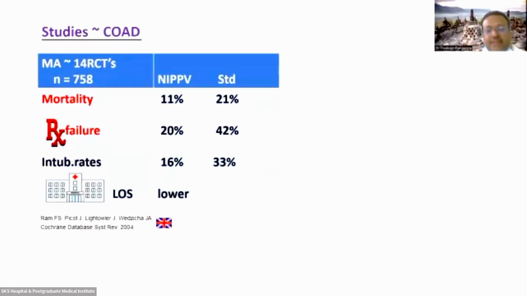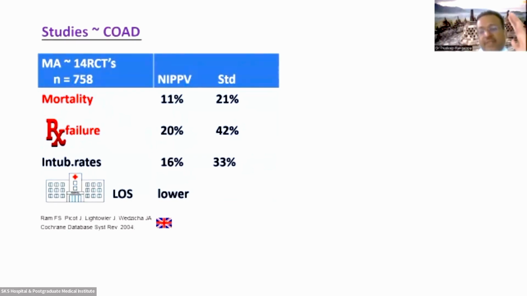And this is a big meta-analysis which came some time ago in the UK, a meta-analysis of 14 randomized controlled trials, where they compared NIV with a group that did not get NIV. They showed the mortality was significantly less, treatment failure was significantly less, intubation rate was significantly less, and hospital length of stay also was shorter. So because of all these robust studies, around 14 randomized controlled trials, it is shown very conclusively that in COPD, a trial of NIV has to be given.